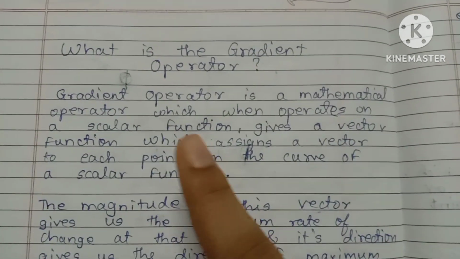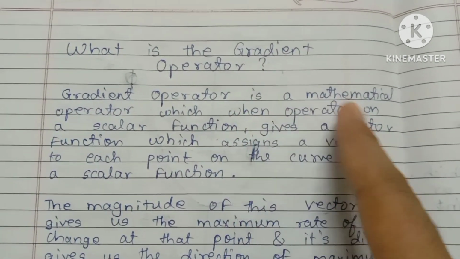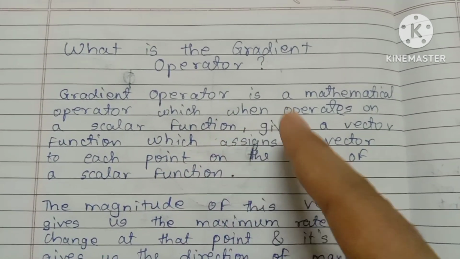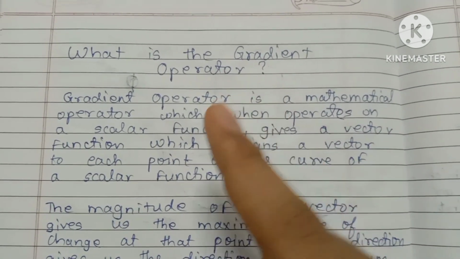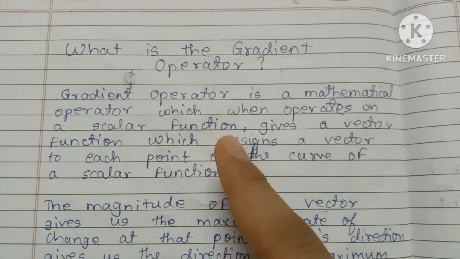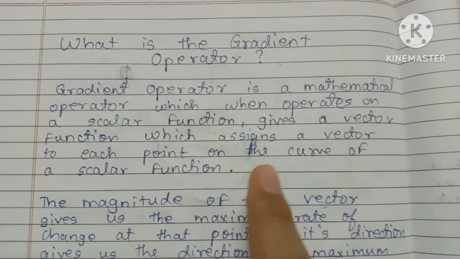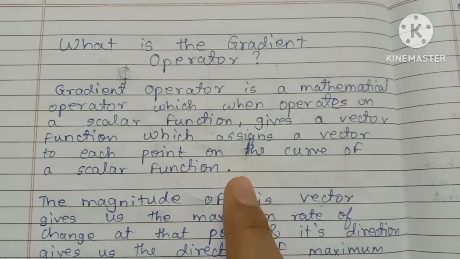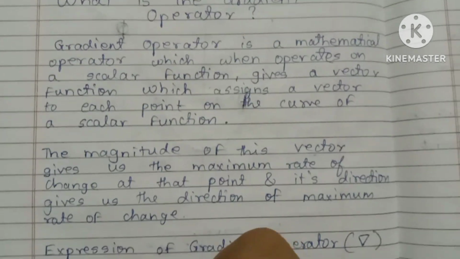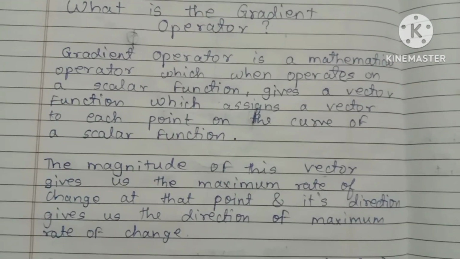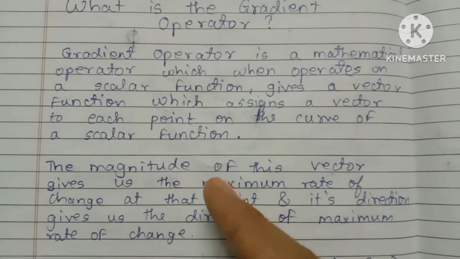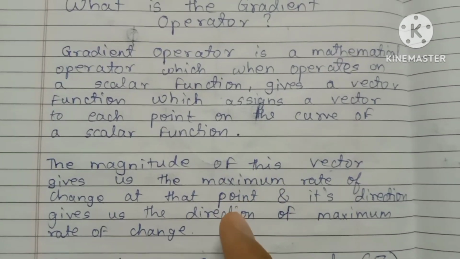So this gradient operator is a mathematical operator which, when it operates on a scalar function, gives a vector function. That vector function assigns a vector to each point on the curve of the scalar function. So we get a vector at each point of the scalar function. What is the significance of this vector? The magnitude of this vector at that point gives us the maximum rate of change at that point.